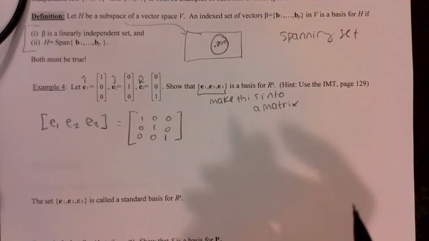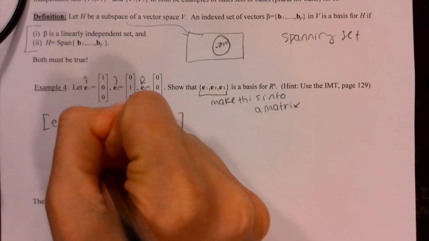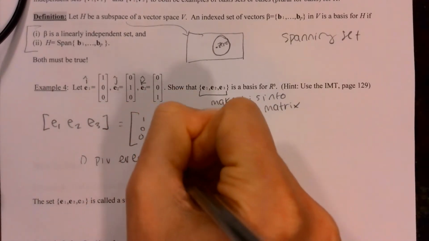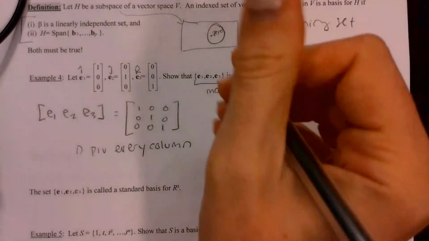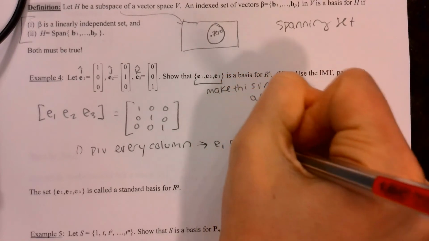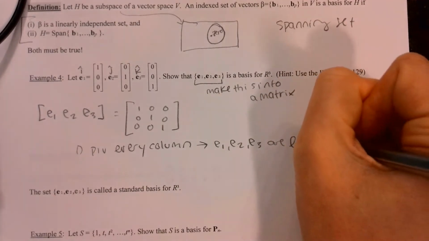And then I'm checking for 2 things. Are they linearly independent? Okay, there's a pivot in every column, and yay, those definitions are not going away. Sorry, my handwriting's so bad. Pivot in every column, therefore E1, E2, E3, the vectors are linearly independent.